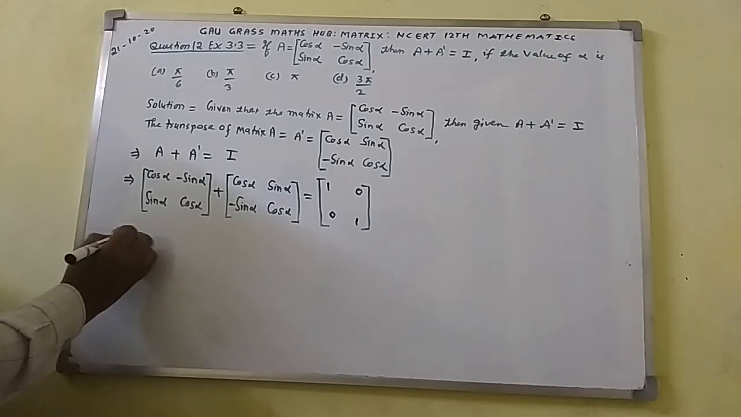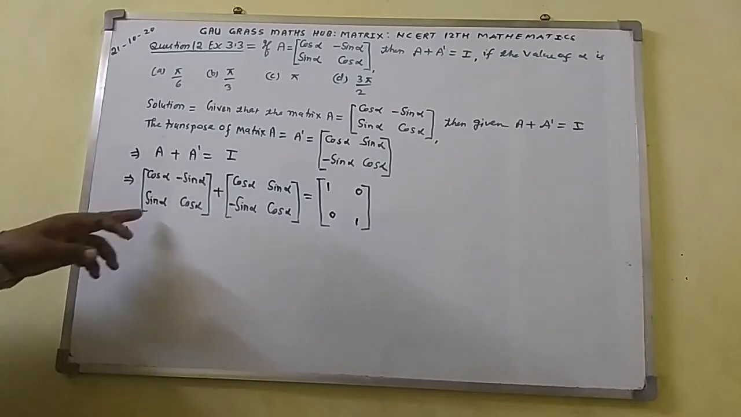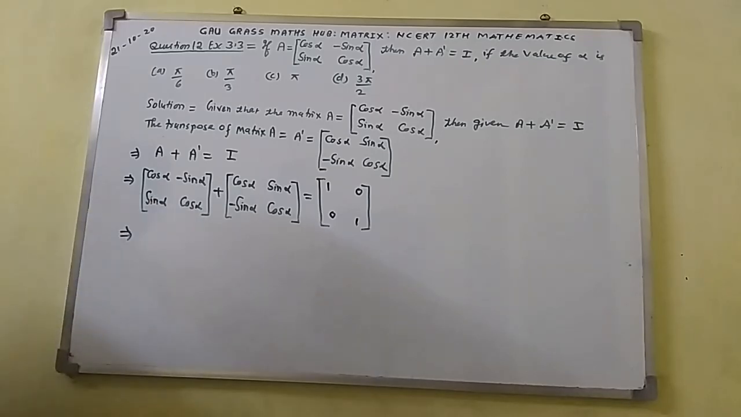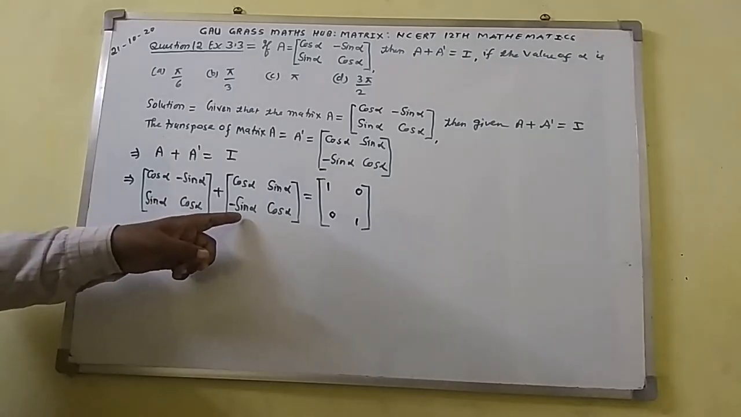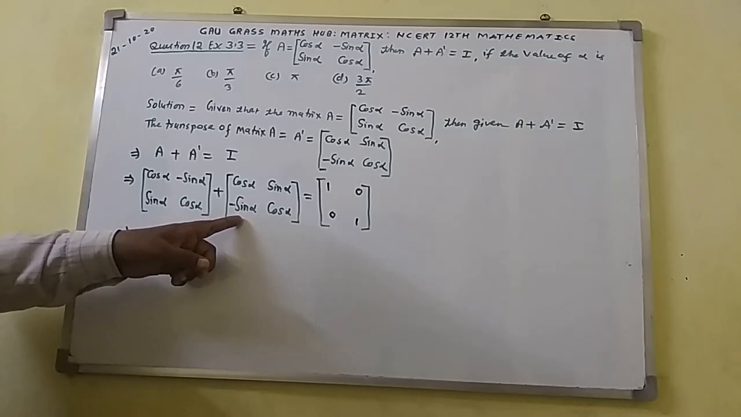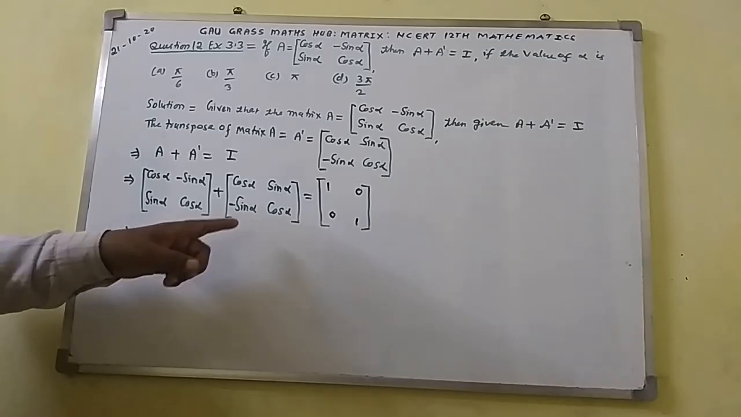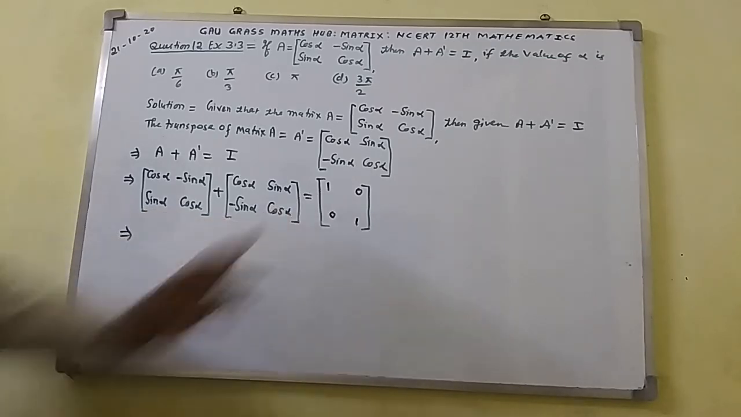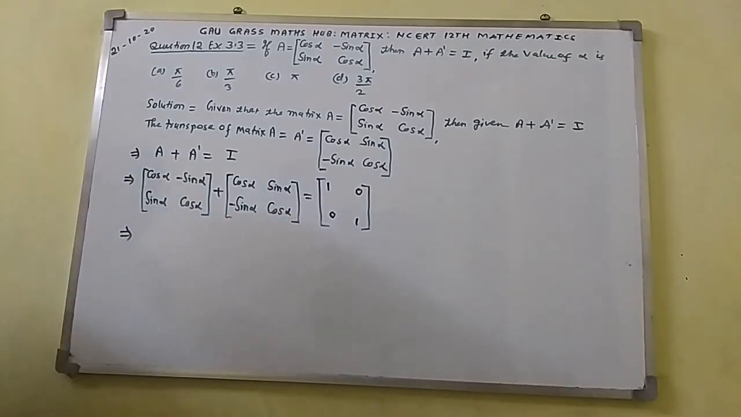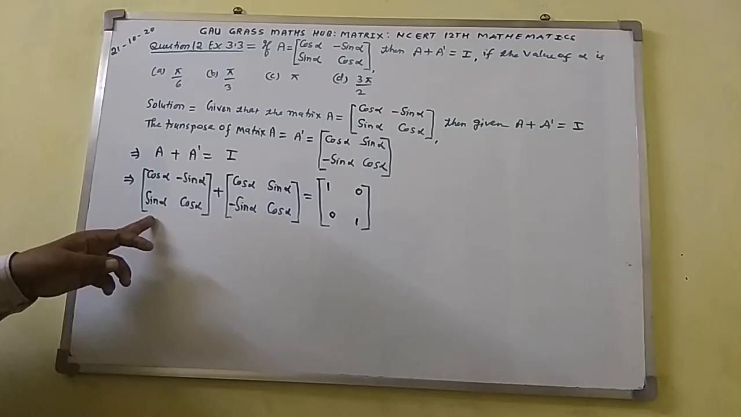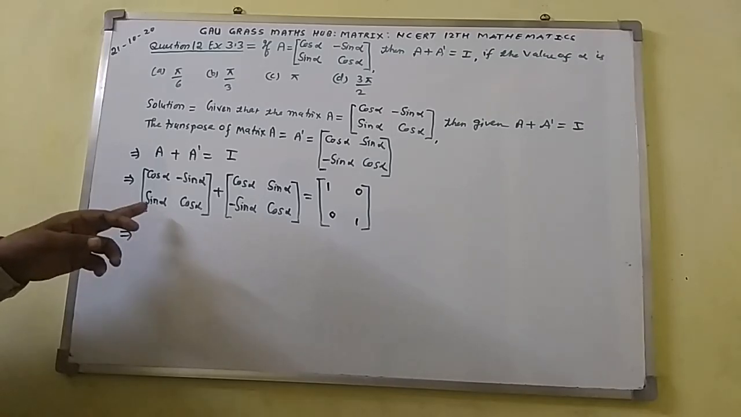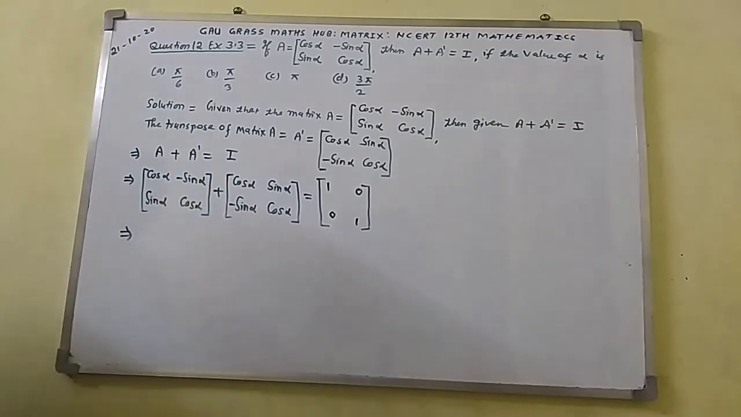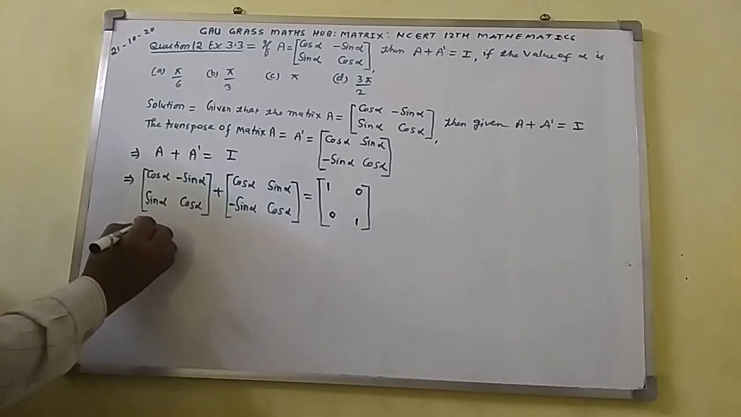Here you can see this is the matrix A of order 2 cross 2, plus this is the transpose of the matrix A of order 2 cross 2, and this is the identity matrix of 2 cross 2. So now the operation will come. The given matrix A will be added to the transpose matrix. Now addition will be performed here.